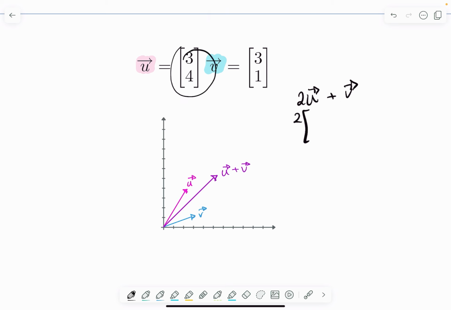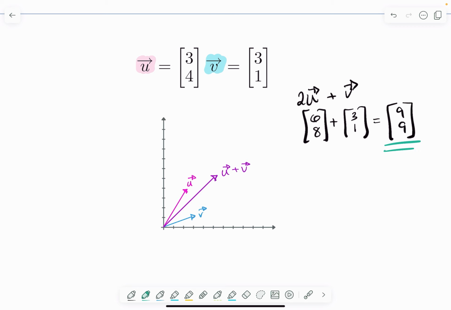That would be 2 times vector u, which is 3, 4. When you have this, you multiply it to each entry, so that would be 6 and then 8, and then plus vector v, which is 3, 1, so 6 plus 3, that's 9, 8 plus 1, that's 9. So then this vector here is 9 to the right and then 9 up. So this is 2 times vector u plus vector v. And this is also a combination of these two vectors with this scalar.